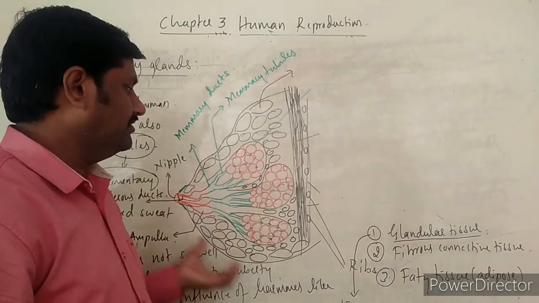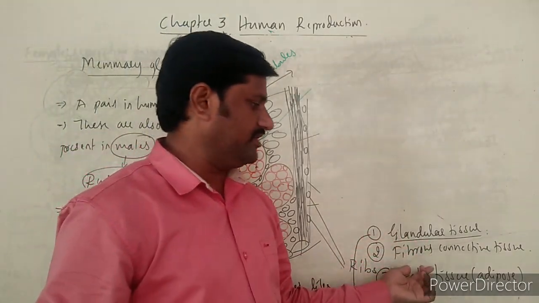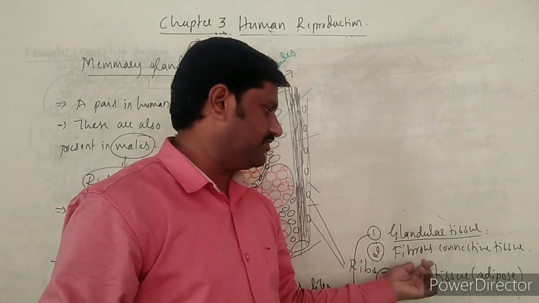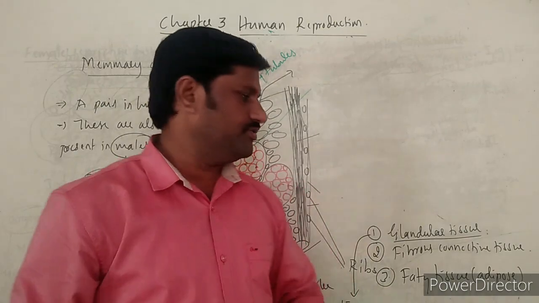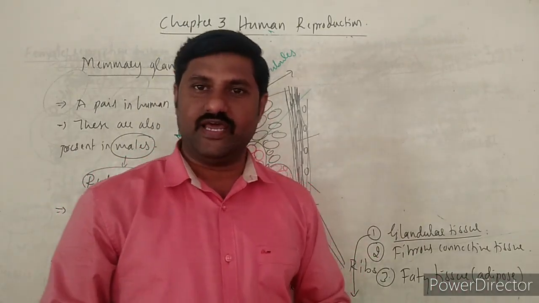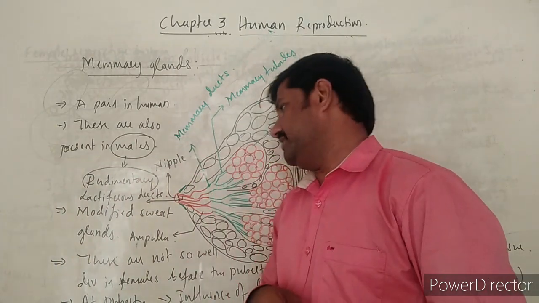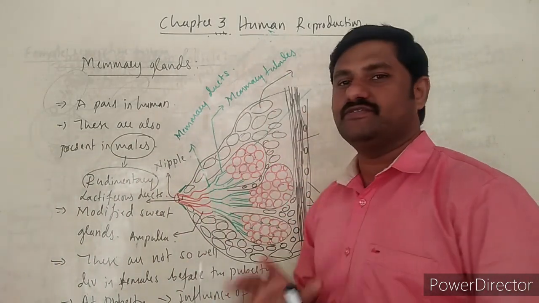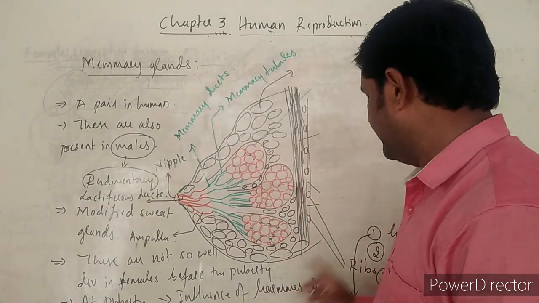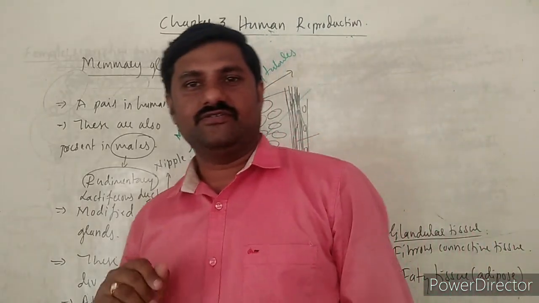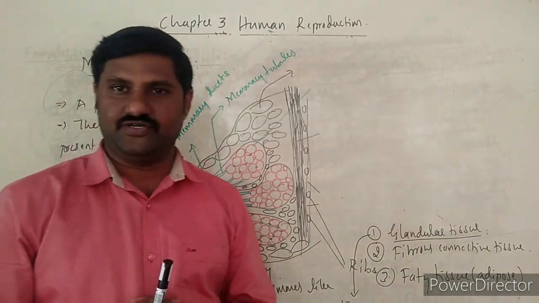So this is how the mammary gland mainly consists of three sections. One is glandular tissue, second is fibrous connective tissue, and third is fatty tissue or adipose tissue. So in MCQs, if it is asked which tissue is present inside the mammary glands, mainly you have to highlight the adipose tissue itself. So this is about the structure of these mammary glands.